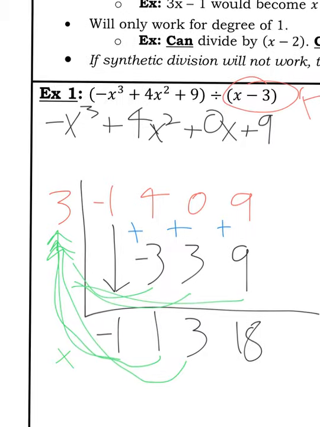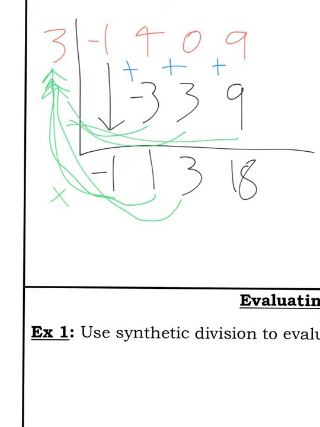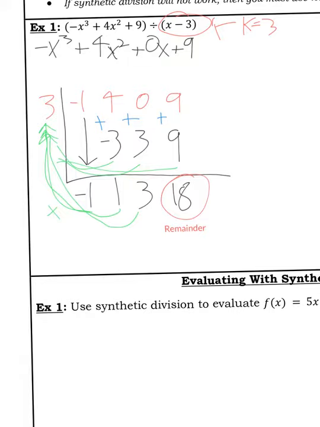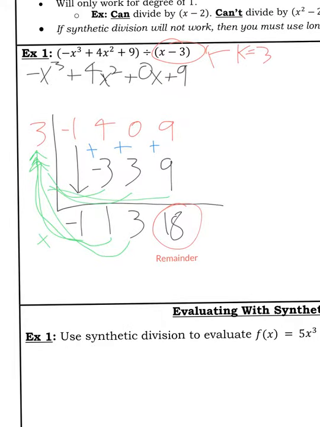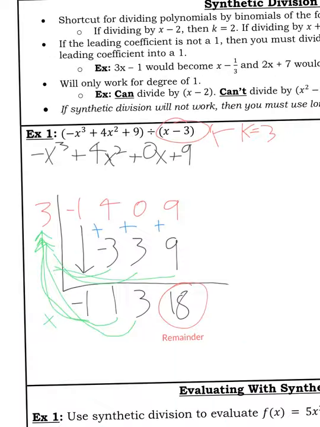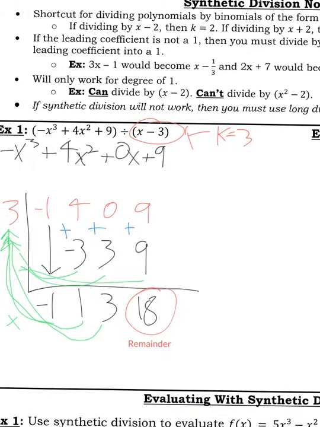So what does this negative 1, 1, 3, 18 mean? Well, for starters, the last number is always going to be the remainder, okay? So if the last number is ever 0, you're not going to have a remainder. And then the rest of the problem is your resulting equation, your quotient, I should say. And it's always going to count down by a power. So you started with something to the third power, so my answer is going to have something to the second power. So I'm going to write down negative x squared plus x plus 3.